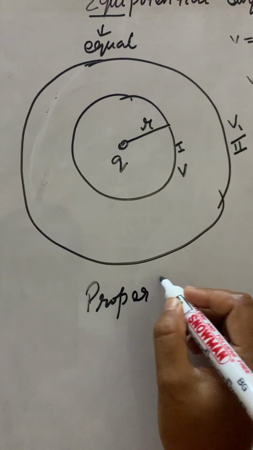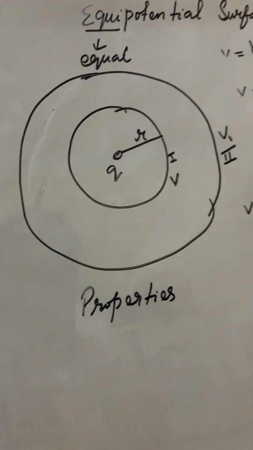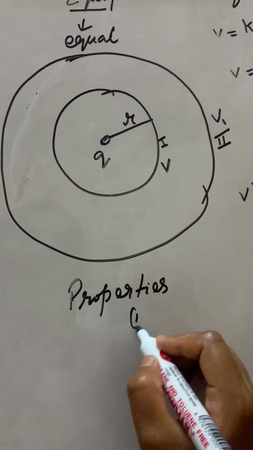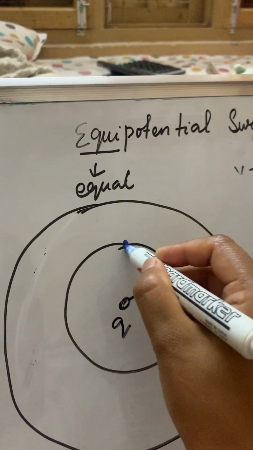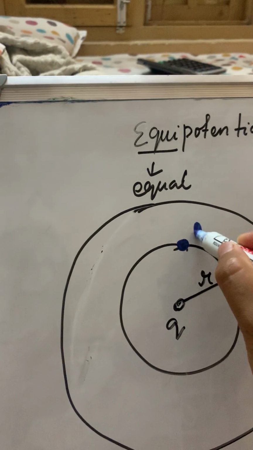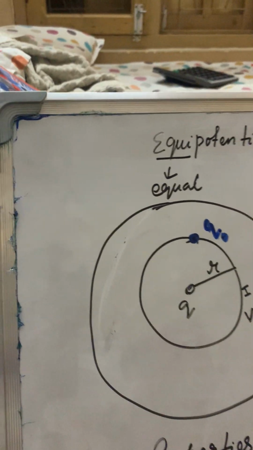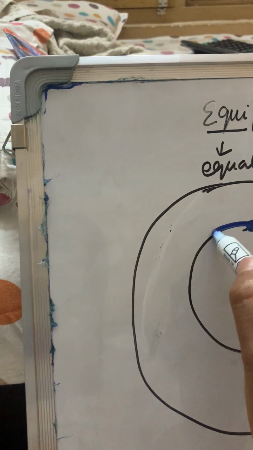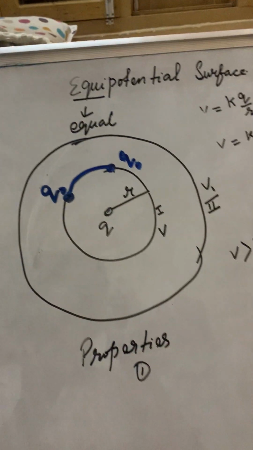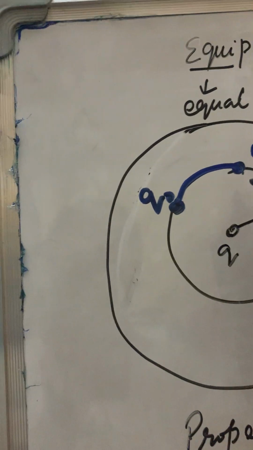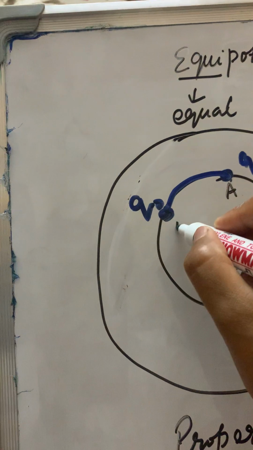There are some properties in the notes I have given to you. These properties are very, very important, which you need to remember. All right, now let's take them one by one. Suppose I have a test charge. If a test charge is moved in region 1, then what is the work done? Let me call these point A and point B.